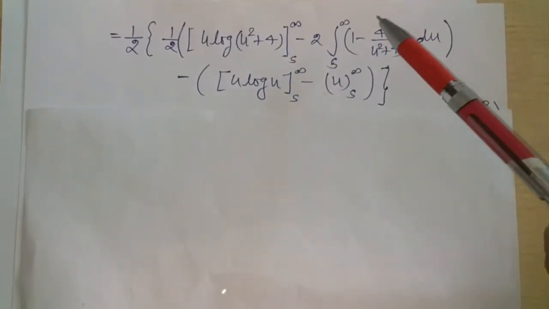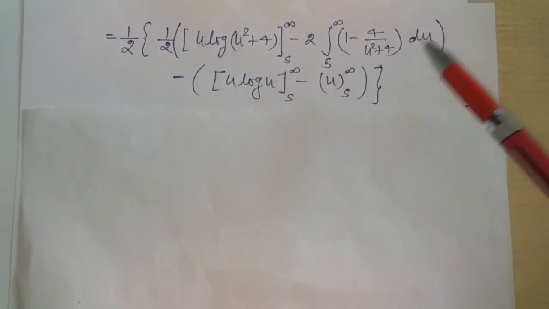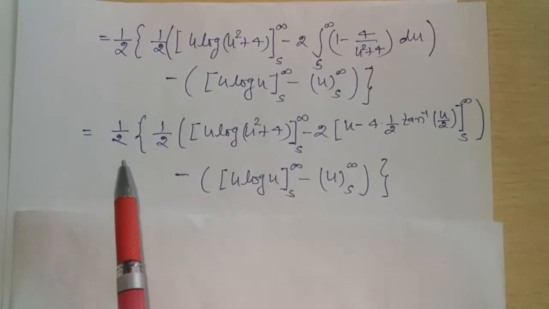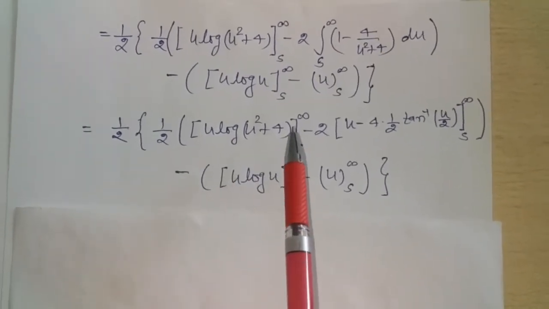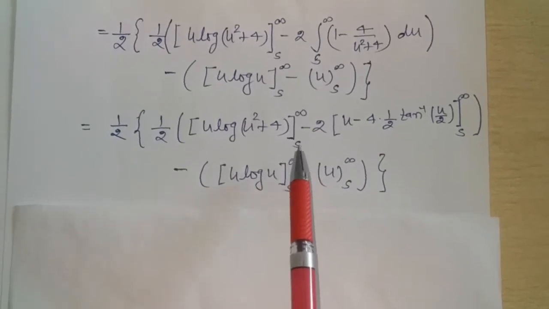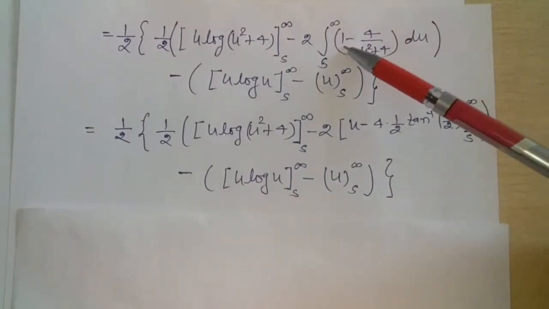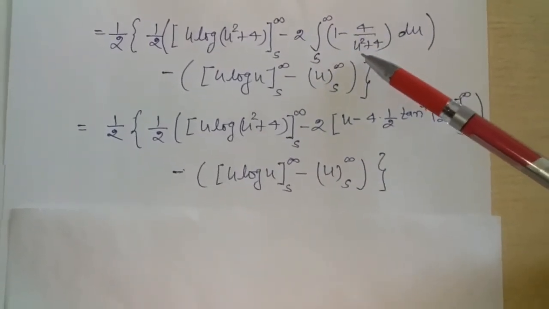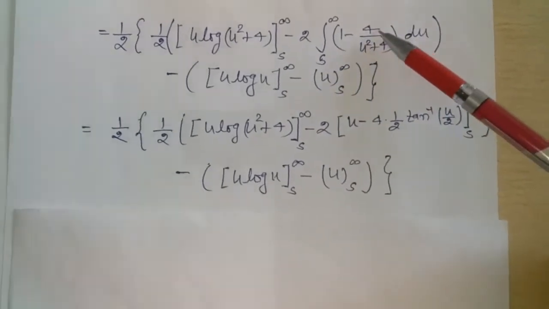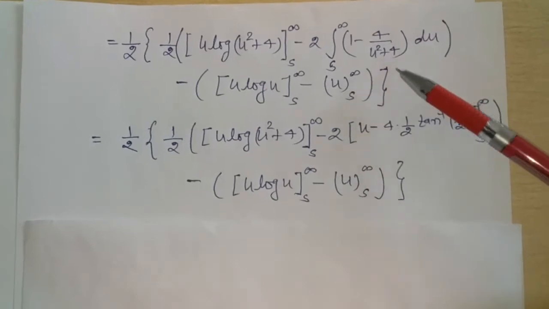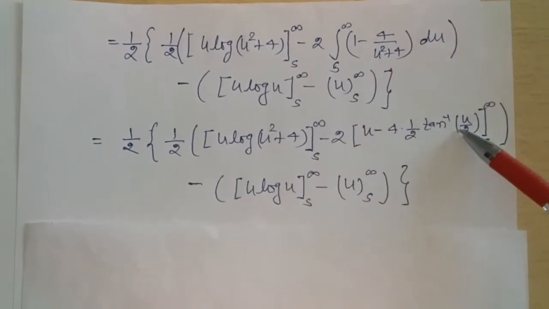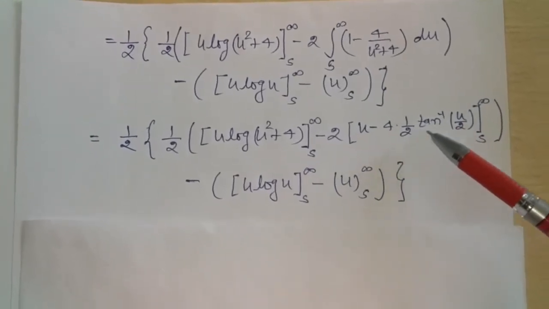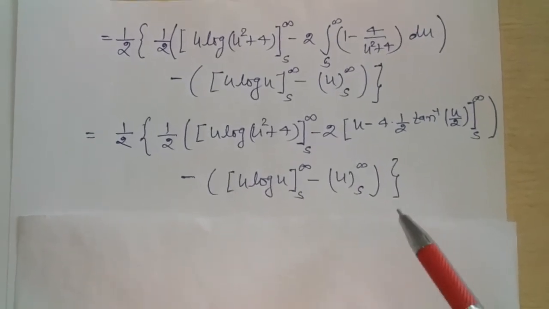Now in the next term we integrate this integral, and we have 1/2 into [1/2 u log(u² + 4)] from s to infinity as it is, minus 2 into, here the integral of u du is u minus 4 constant, then du upon u² + 4. So the integral of du upon u² + 4 is 1/2 tan inverse (u/2), as the integral of dx upon x² + a² is 1/a tan inverse (x/a), and the rest of the term as it is.